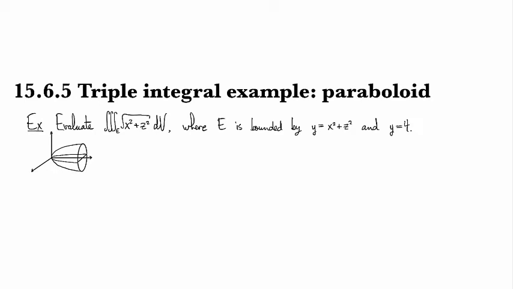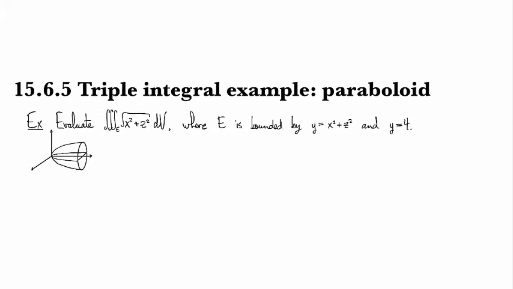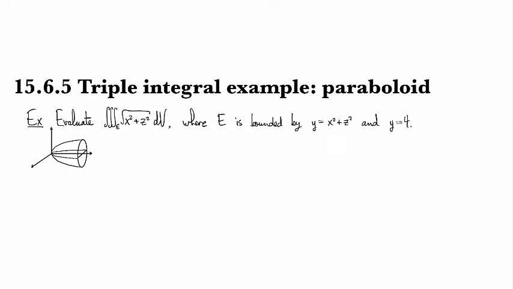So here's an example problem where we're going to integrate the square root of x squared plus z squared over a paraboloid. Specifically, it's the region bounded by x squared plus z squared equals y and y equals 4, which I've sketched out right here. Okay, let's get down to brass tacks and figure out how to set up this integral.